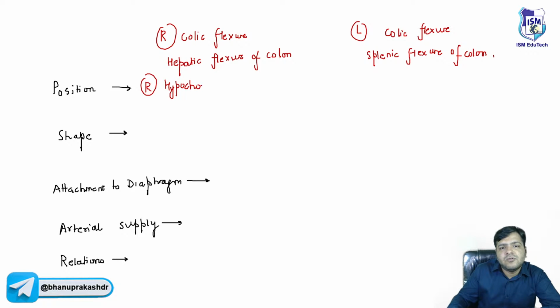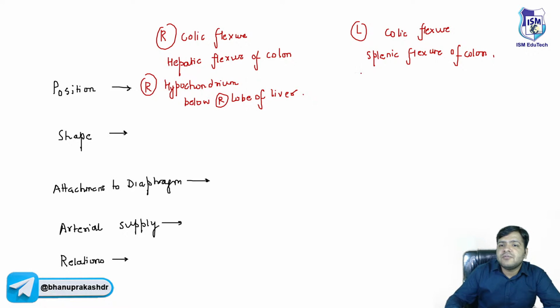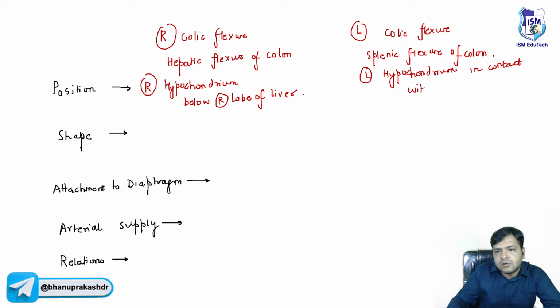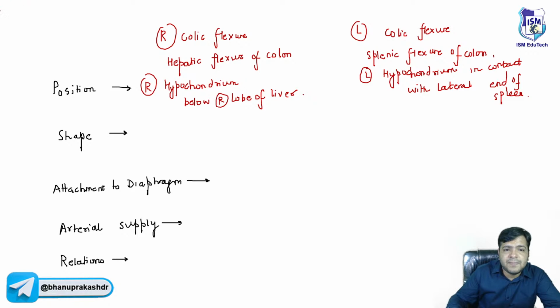It is the right hypochondrium, below the right lobe of the liver. The left colic flexure is in the left hypochondrium, in contact with the lateral end of the spleen and even the tail of the pancreas.